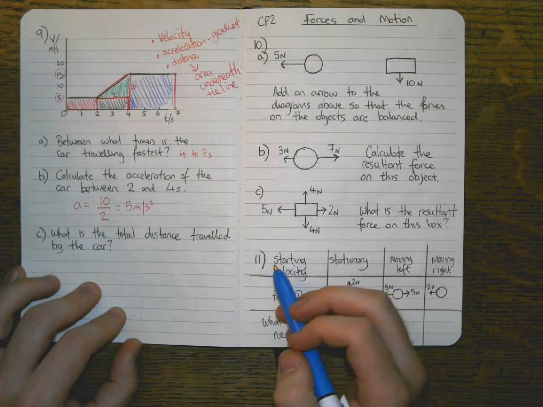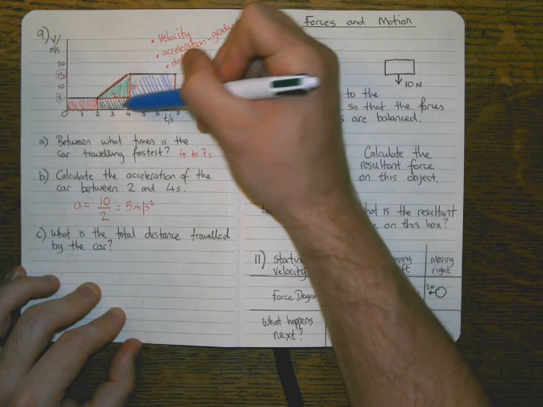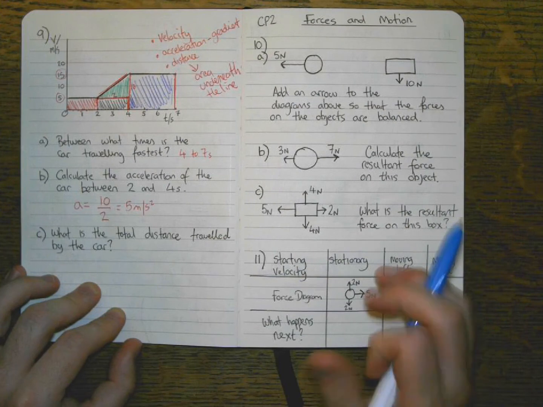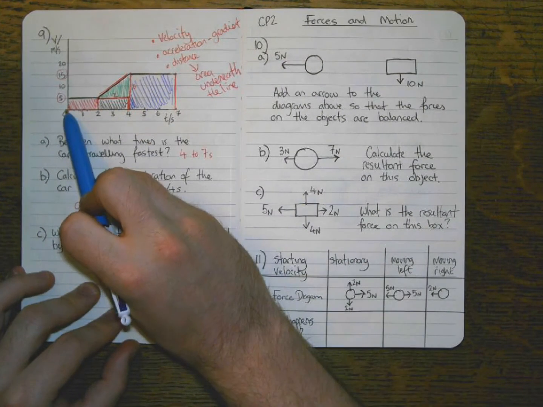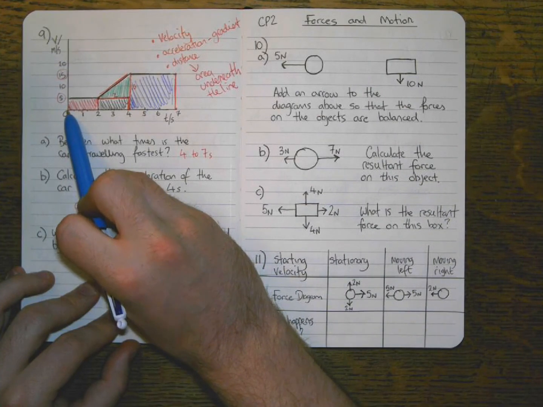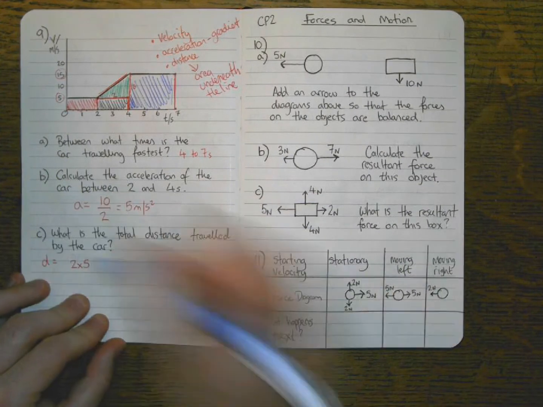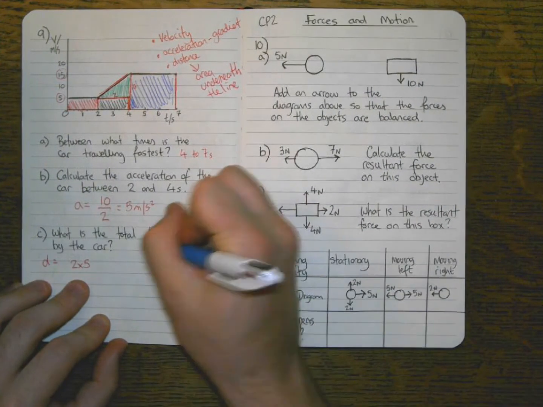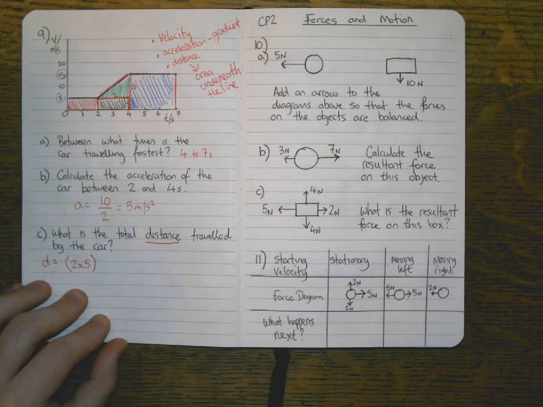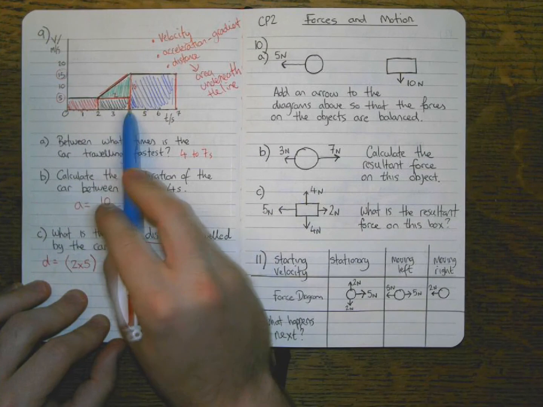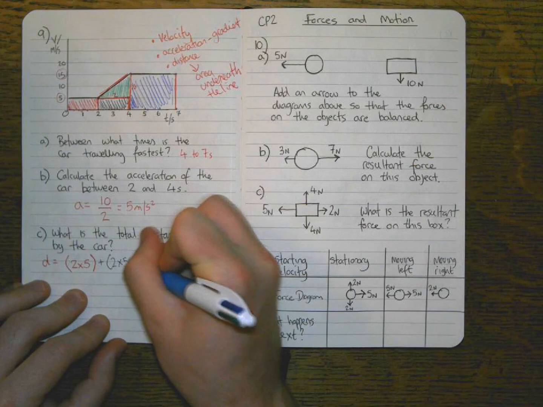We have to work out the area, because the distance is the area underneath the line. We have to work out the area of all of these sections and then add them together. So let's start with the first one in red. The area is just the length times the width, so 2 times 5. I'm going to write d equals to show that I know that I'm working out the distance. So the first section, 2 times 5. The next section, the black section, well, the length is 2 to 4, which is 2, and the height is 5, so it's the same again. So we're adding another 2 times 5.